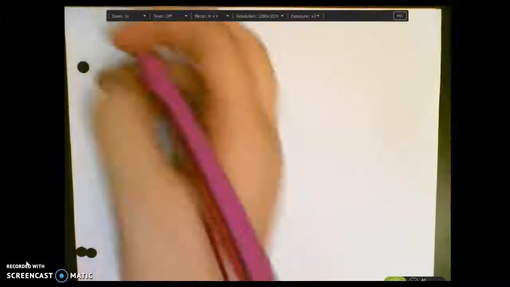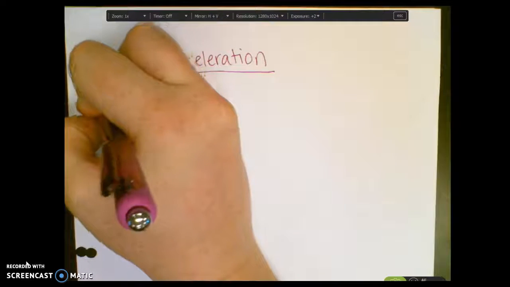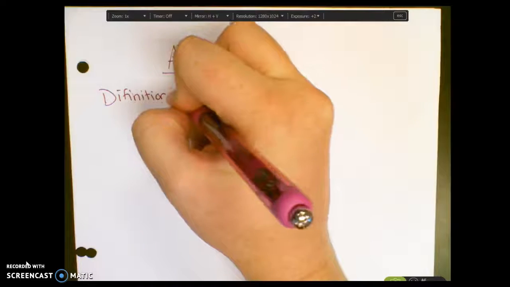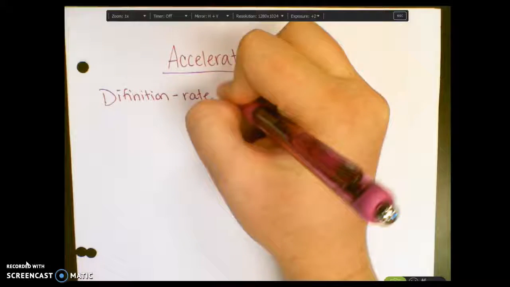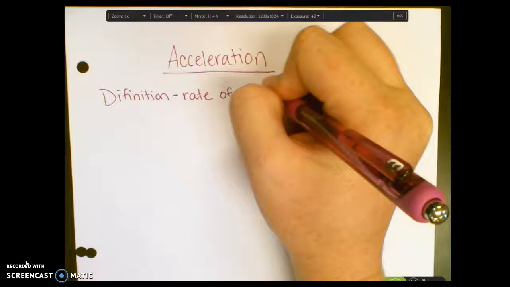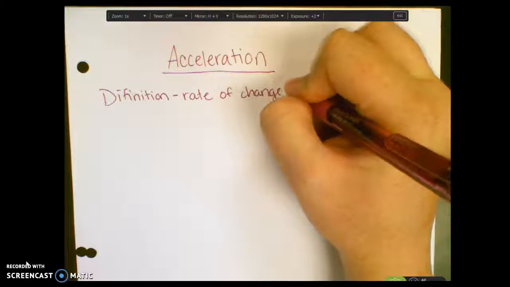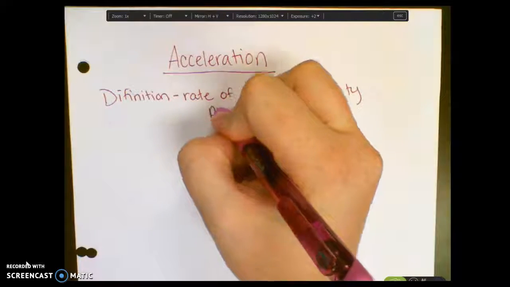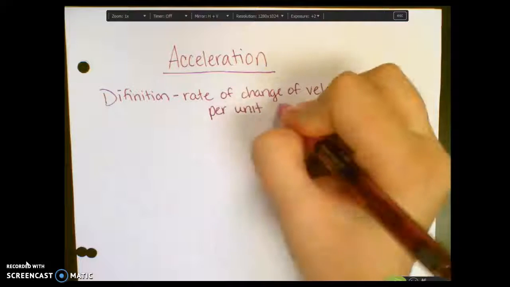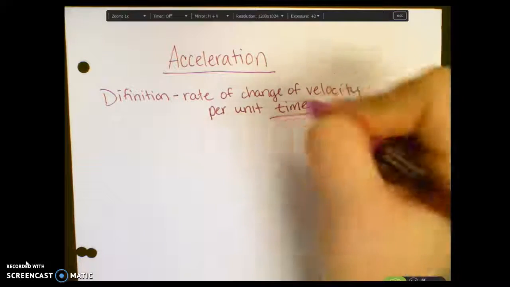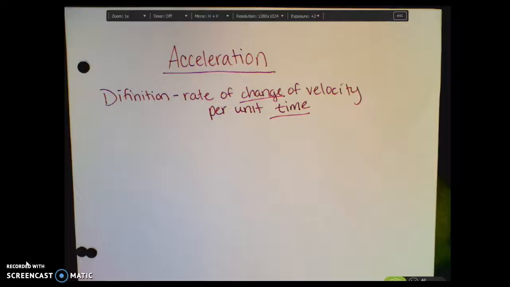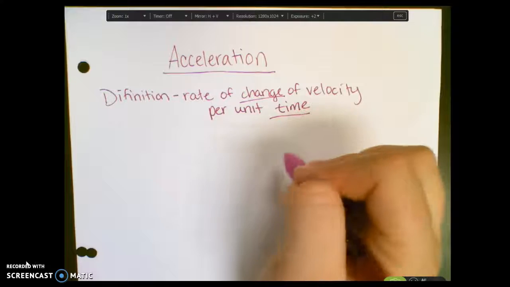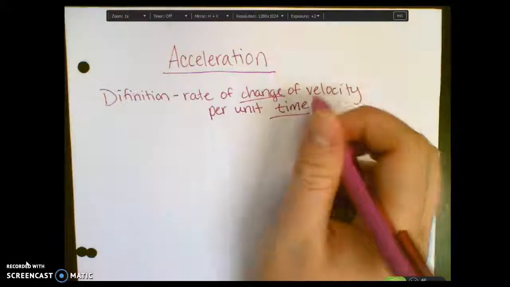Just a couple notes here. First of all, let's define acceleration. Our definition is acceleration is the rate of the change in velocity per unit time. So, being a rate of change, we'll talk later about how a rate can be related as a slope of a velocity graph.